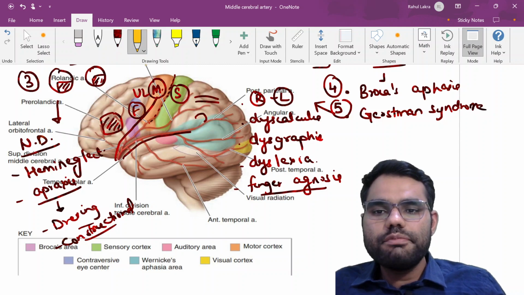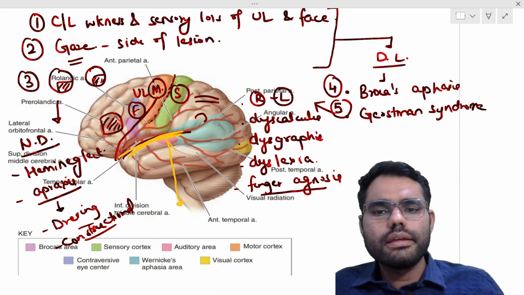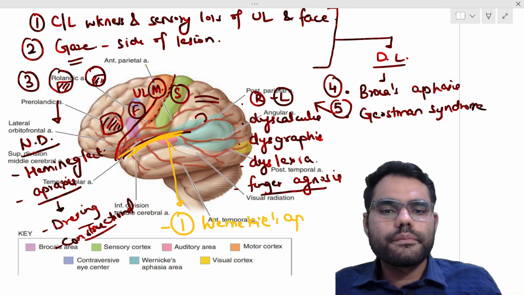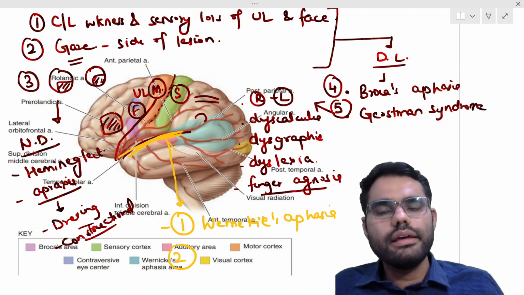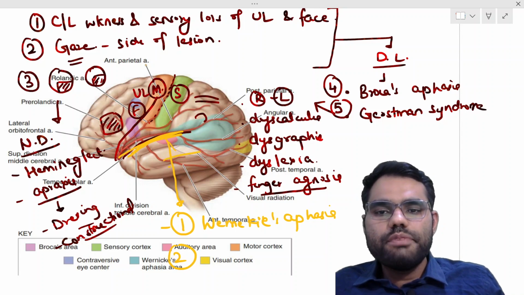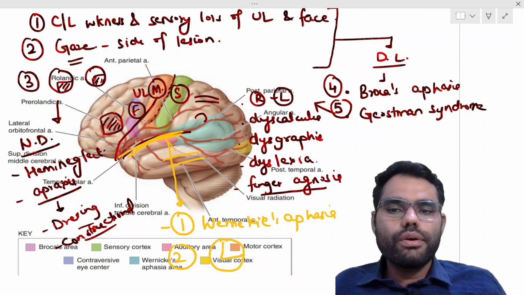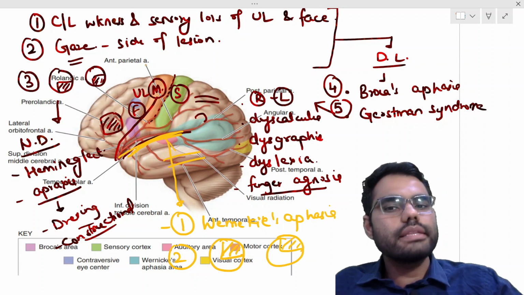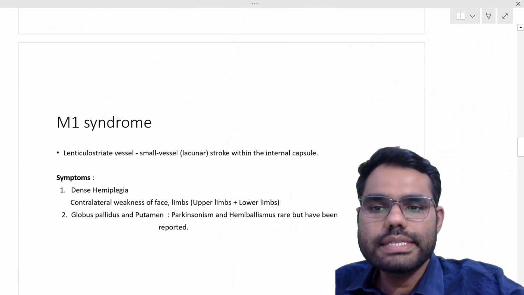Now what if the inferior division gets occluded? Then only a few things are seen. Number one is Wernicke's aphasia, if it is the dominant side, and number two, on either side, Meyer's loop, the inferior optic radiations are there, so there would be contralateral superior quadrantanopia. So these are the things which are seen when there is an occlusion of the M2 branch of the middle cerebral artery.